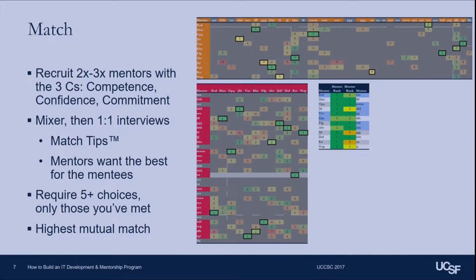So we use the same method. We essentially, everyone ranks, every mentor ranks potential mentees, every mentee ranks potential mentors, and we end up with a really high mutual ranking because we force top 5. We force the mentees to actually meet with all of the mentors that they're going to rank, because a lot of IT people are kind of shy, and so you got to force them to get out there and do it. We also give them the tools to kind of find the right mentor for them by giving them a bunch of tips. We call them match tips.